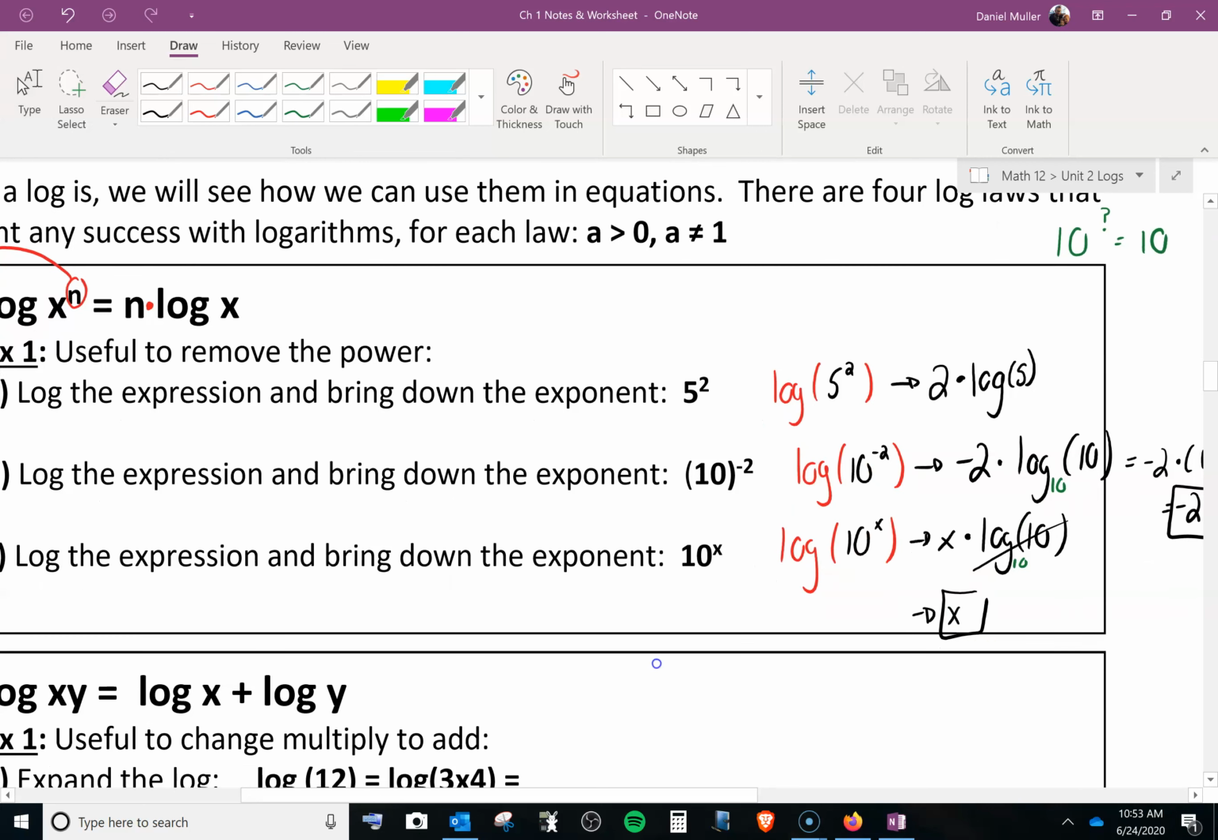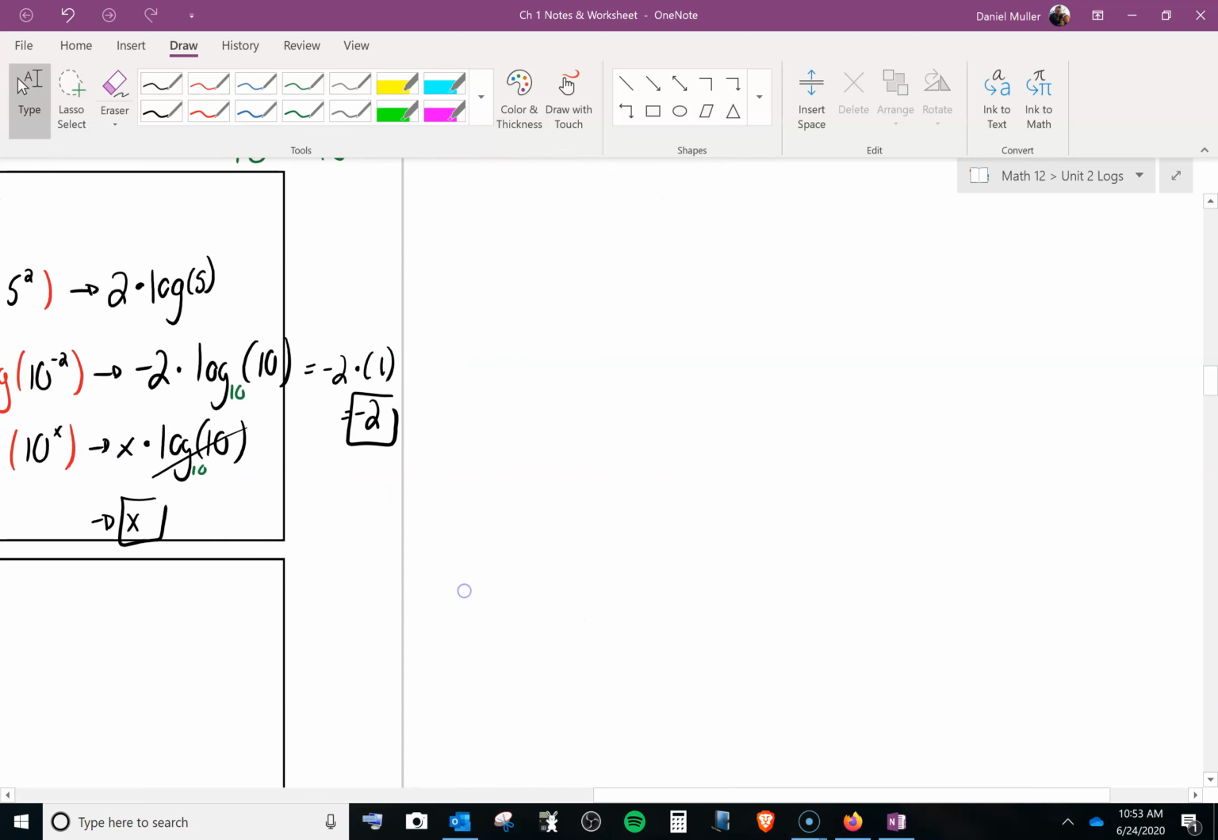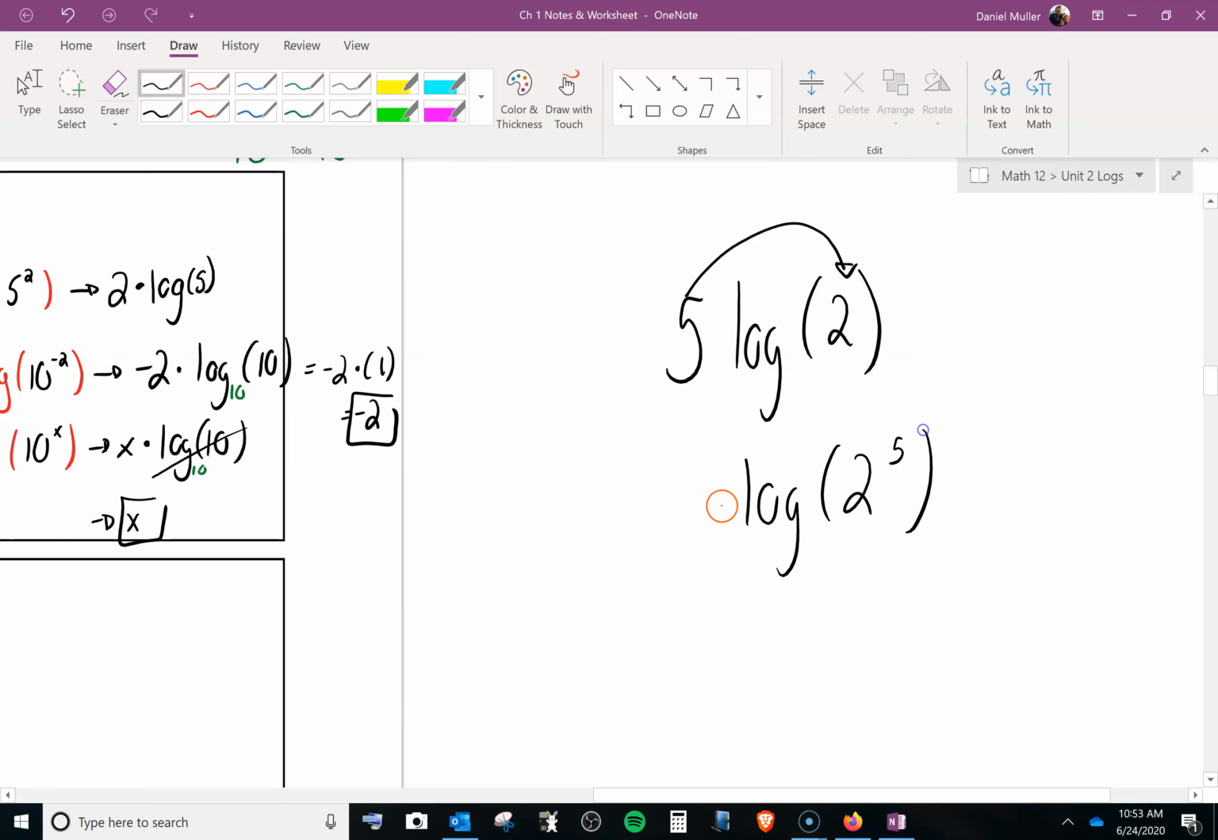So that is the power rule. It allows us to take exponents and bring them down in front. What's actually really interesting is that it allows us to do the opposite. Say you had 5 log of 2. So that was your number. Well, you could bring this 5 out. It would be log of 2 to the power of 5. What was in front now becomes the exponent. And 2 to the power of 5 is, I think, 32.